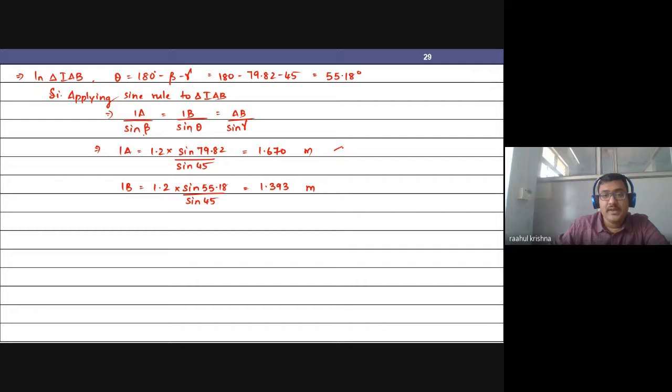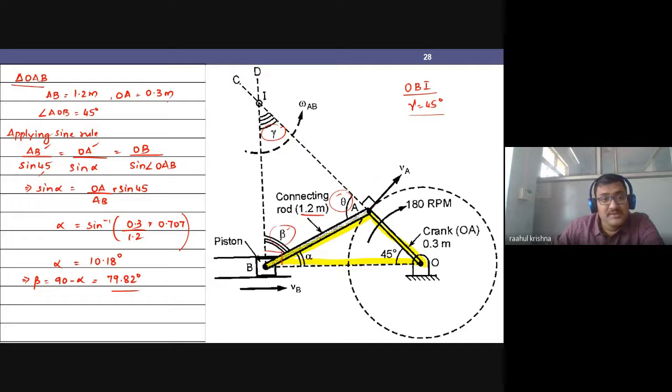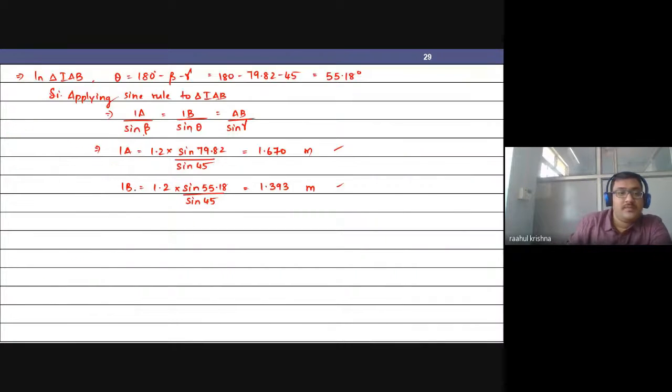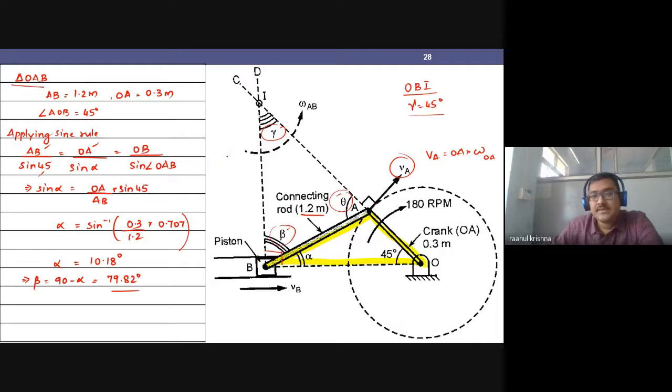Now, okay, so I know the length. Now I have to get my velocity, right? Until now we have only used trigonometry, we have not yet found VA. So for VA, like I told you, VA equal to OA into omega OA, right? Now omega OA is my angular velocity. Now how can I convert my revolutions per minute to angular velocity? How will I convert the unit RPM to radians per second?